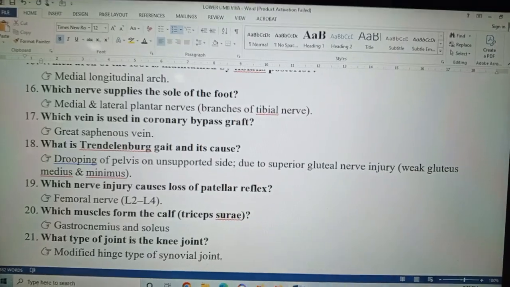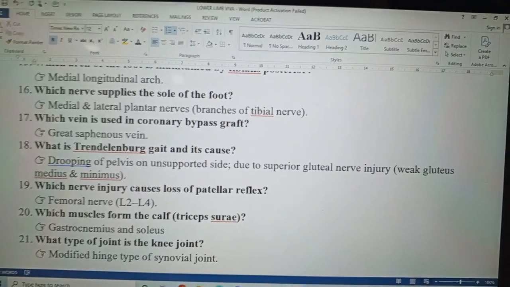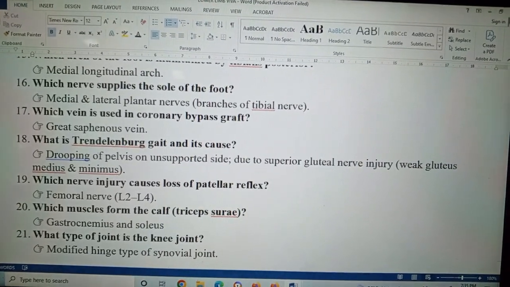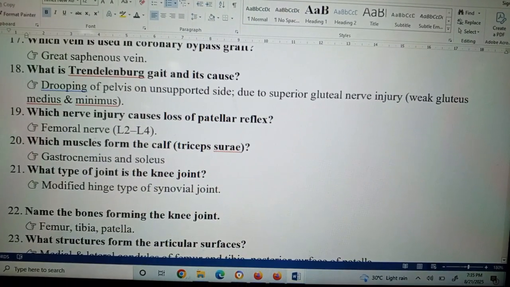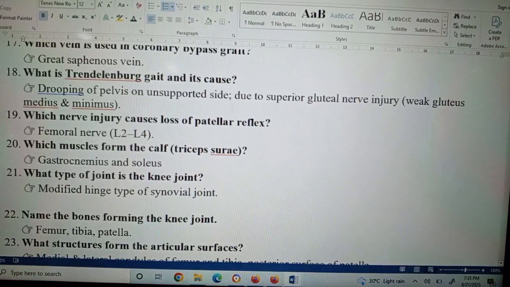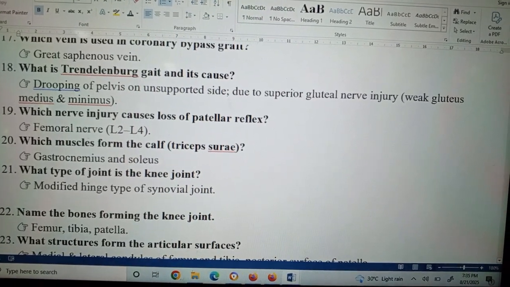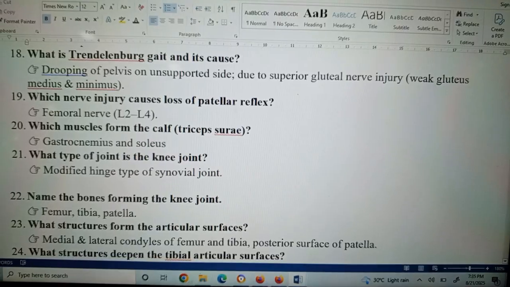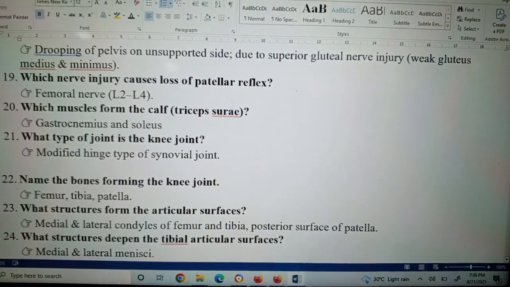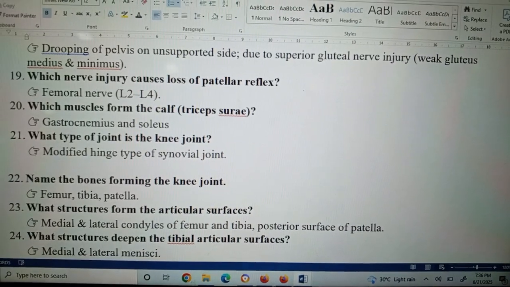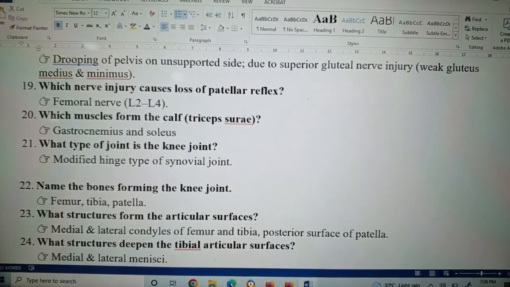Which nerve injury causes loss of the patellar reflex? Femoral nerve, L2 to L4, causes the patellar reflex. A knee jerk question can be asked to you in the Viva as well: how the knee jerk is performed, why it is performed, and if there is injury, what it leads to. These kinds of clinically related questions can be asked to you in the exam as well. Do prepare for that.